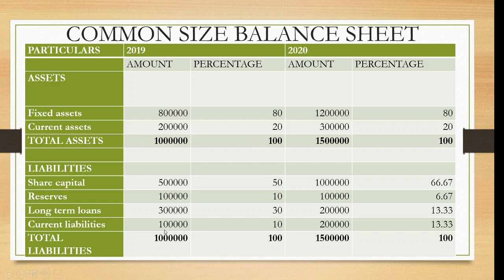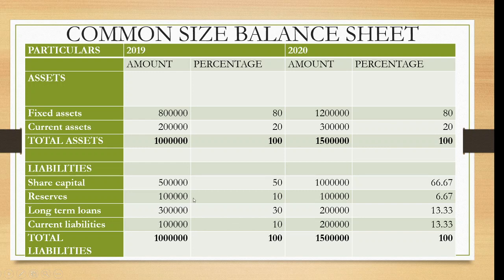Now come to the liabilities. The total liabilities is 10 lakh. So for 10 lakh, the percentage is 100 and each item we will have to consider now. Share capital 5 lakh. 5 lakh divided by 10 lakhs into 100, 50%. Reserves 1 lakh divided by 10 lakhs into 100, 10%. Long-term loans 3 lakh divided by 10 lakhs into 100, 30%. Current liabilities 1 lakh divided by 10 lakhs into 100, that is 10%.